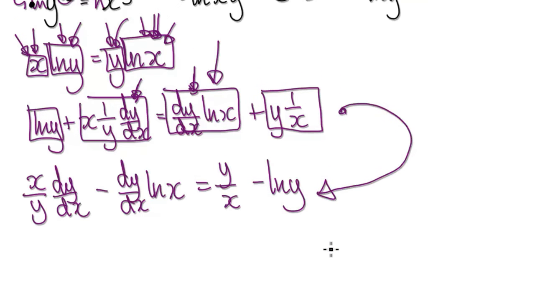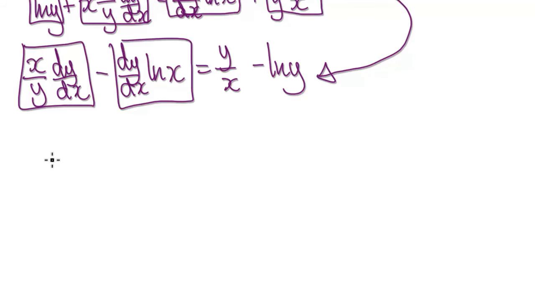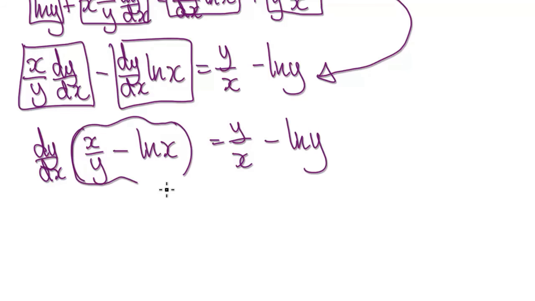So now you want to get dy by dx on its own. This block here contains dy by dx, and this block here contains dy by dx. So factorize dy by dx. That will then give us this: x over y minus natural log of x equals y over x, take away natural log of y. Now to get dy by dx, divide both sides by this thing here, because at the moment you've got this thing multiplying with this thing.